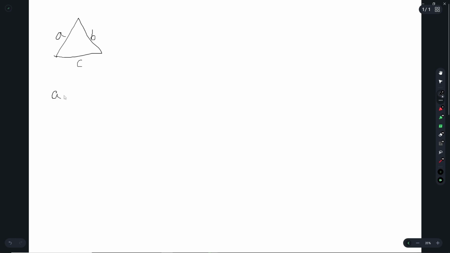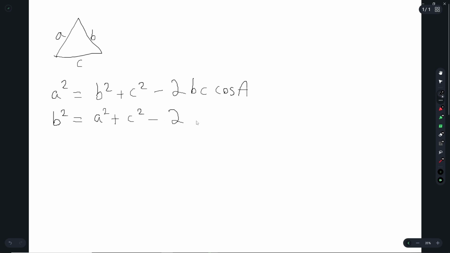So when we're finding A, it's A squared equal to the other two sides, which is B squared plus C squared minus 2BC cosine A. And if we're finding B, it's B squared equal to the other two sides. So A squared plus C squared minus 2AC cosine B.